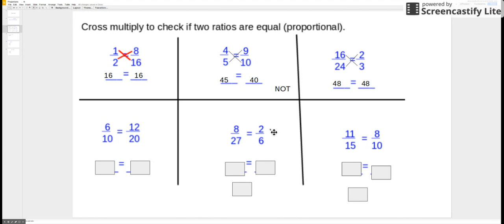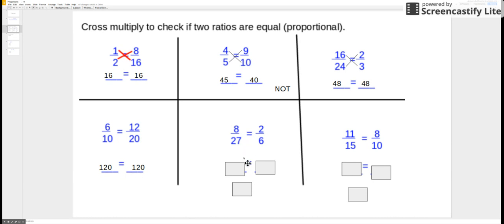So why don't you pause this video and try doing the next three on your own. Okay, by now you should have already done these last three on your own. Now we're going to go through the answers. So 6 times 20 and 10 times 12. You should have gotten 120 on either side. So yes, these are proportional ratios.